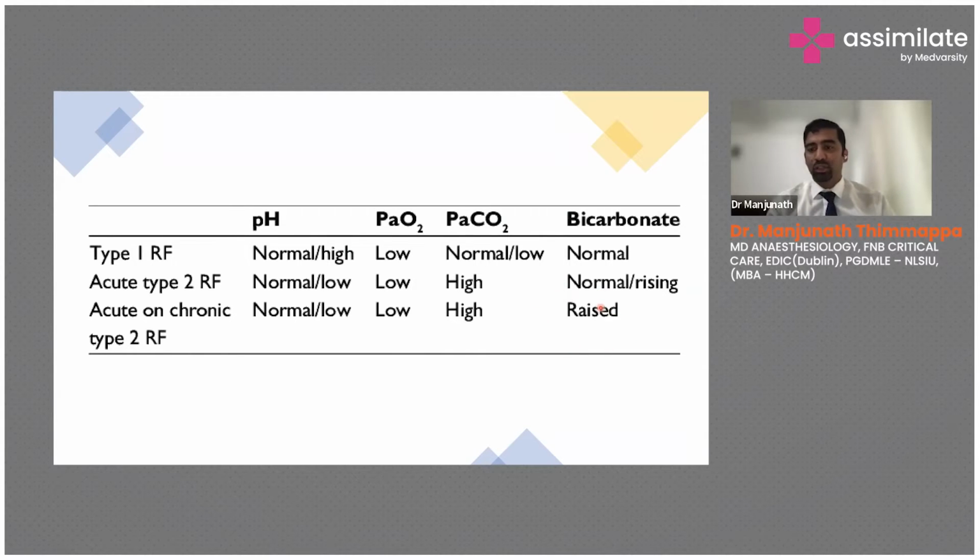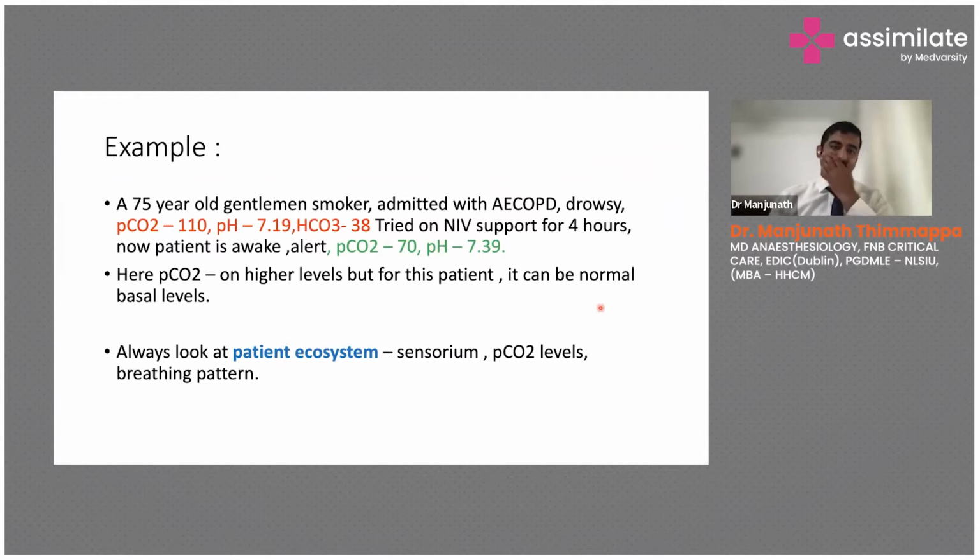For example, you have a 75-year-old gentleman who is a smoker and admitted with acute exacerbation of COPD. He is drowsy. His PCO2 is around 110, pH 7.19, bicarbonate around 38. So this looks like chronic type 2 respiratory failure, but the patient is drowsy. Because of that, we start the patient on NIV support for 4 hours. After that, you repeat the ABG, the pH is 7.39, the PCO2 is 70. So that means the patient is actually better.